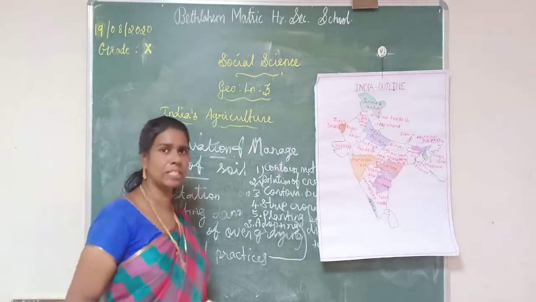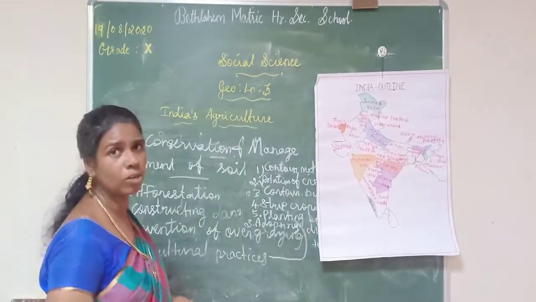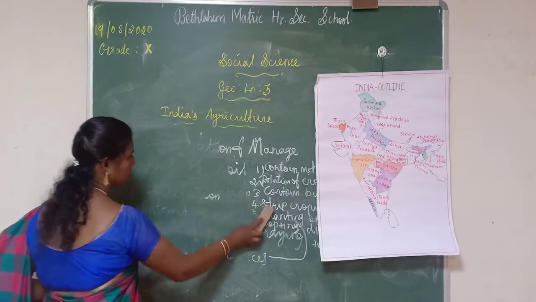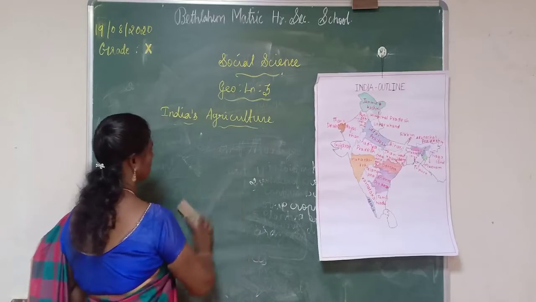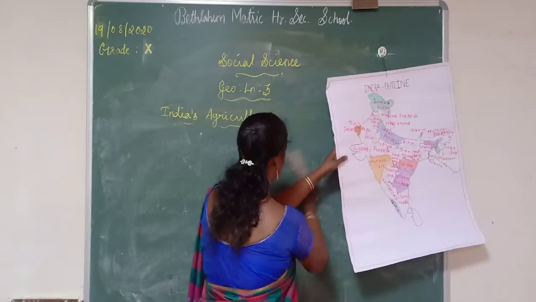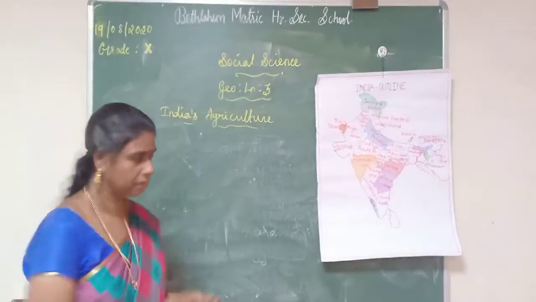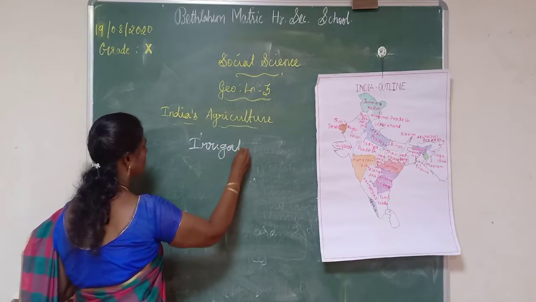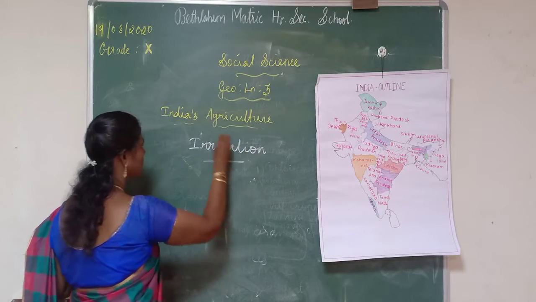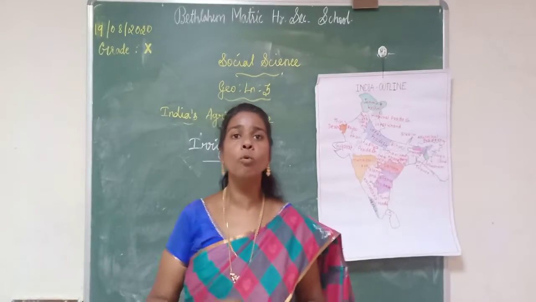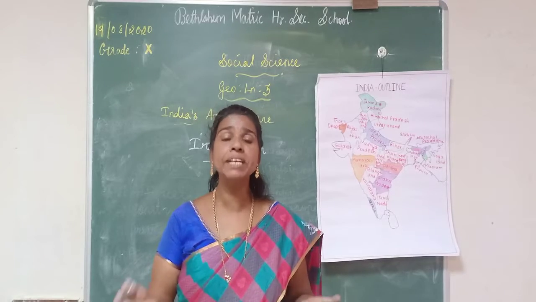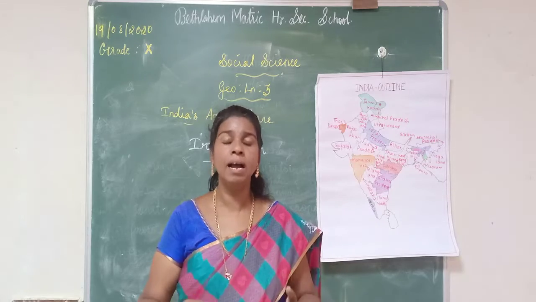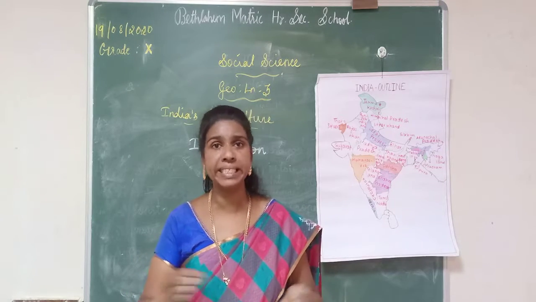Listen here. The next topic is irrigation. Irrigation means watering of land to make it ready for agriculture. That means watering an agricultural field in an artificial manner is called irrigation.